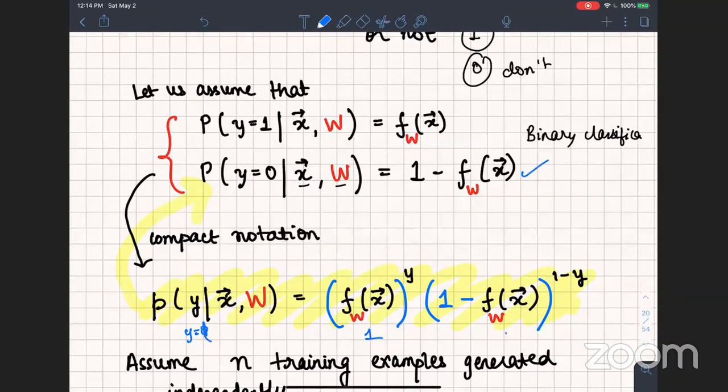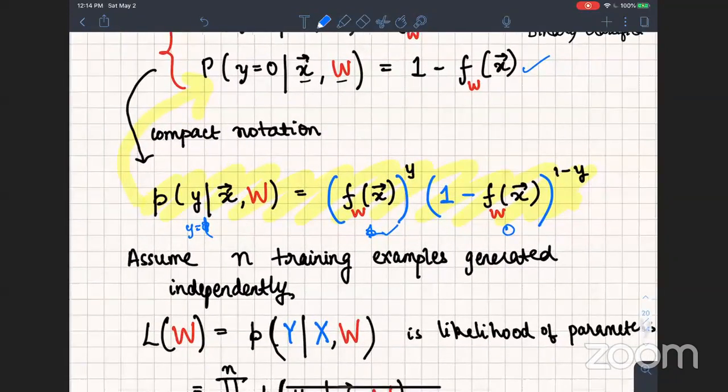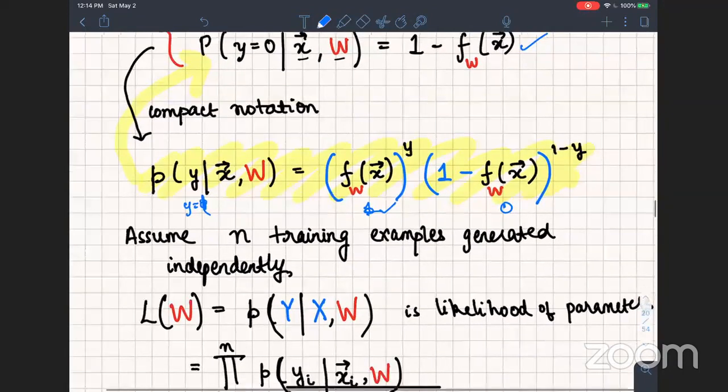Now this would be 0 and this would be just f(x), which is this term. So this is just combining both these equations into one. Now let's assume that all these training examples are independently generated. That basically means a person one's record does not influence person two's record, which generally is the case in our day-to-day examples, mostly.